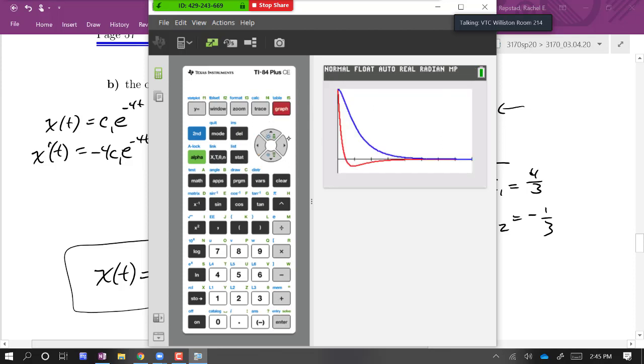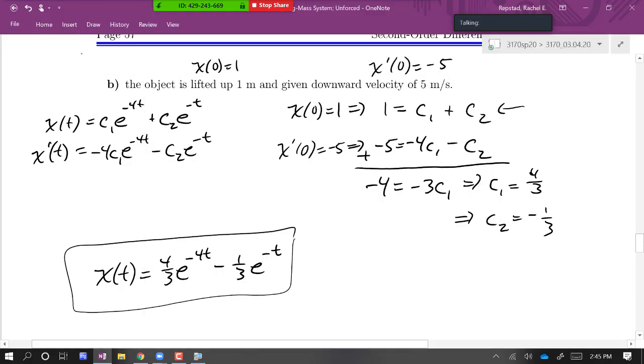So, you know, the damping constant can have a big difference, or not the damping constant, the initial velocity that it's given, right? That's what we're seeing here. Questions? Okay.